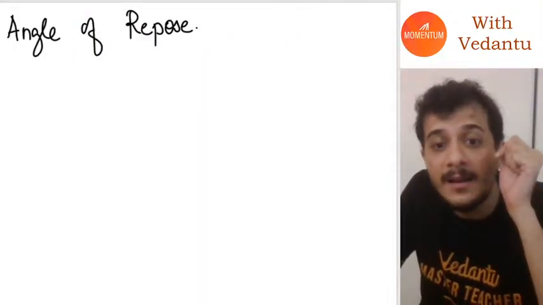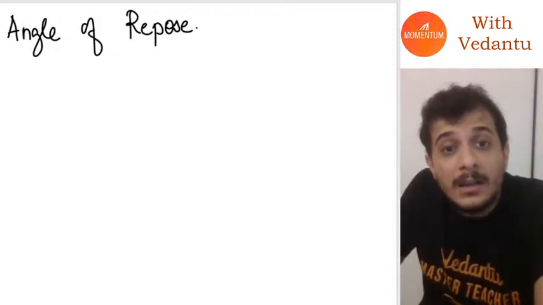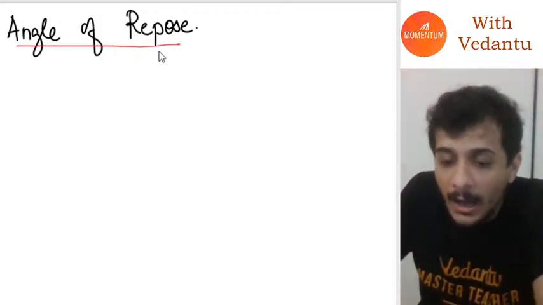The angle at which the body will slide down the inclined plane is called angle of repose.